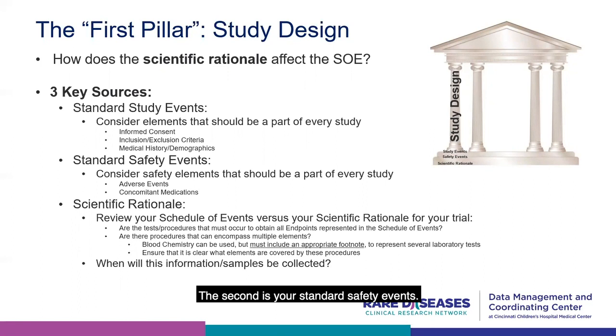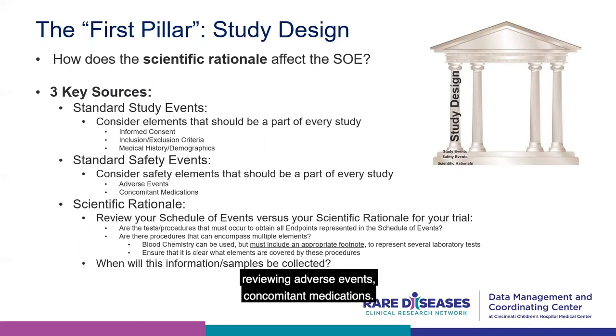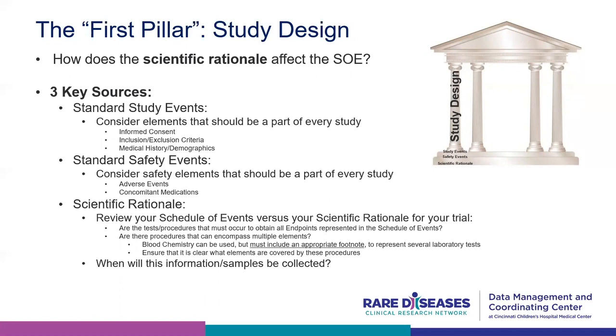The second is your standard safety events. These are your safety elements that should be part of every study. Reviewing adverse events, concomitant medications. These things should also probably be done at every visit. Especially with the concomitant medications, because you want to be able to see, has something changed in between visit 1 and visit 2 to ensure that you have the most up-to-date data when you're assessing any potential adverse events.